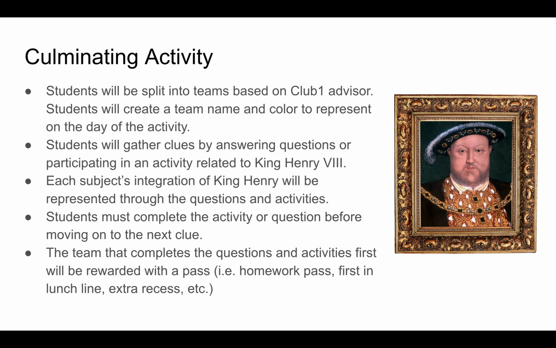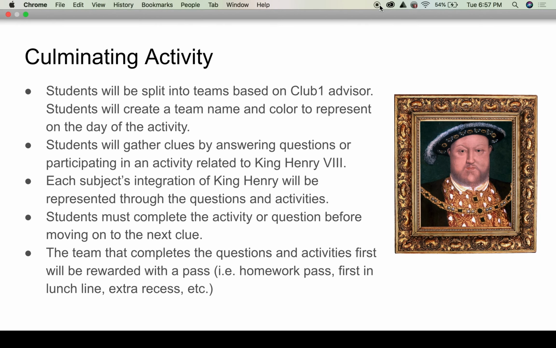So our culminating activity is we will be splitting our students into teams based on the Club 1 advisor, and students will create a team name and color to represent themselves on the day of the activity. Students will gather clues by answering questions or participating in an activity related to King Henry VIII, and each subject's integration of King Henry VIII will be represented through the questions and activities. Students must complete the activity or question before moving on to the next clue.